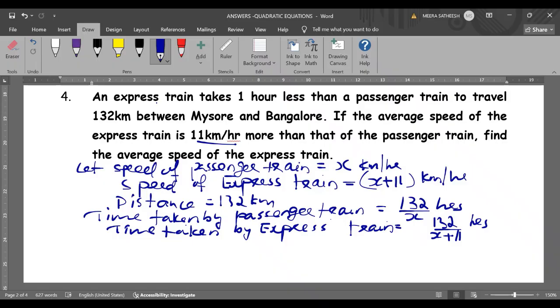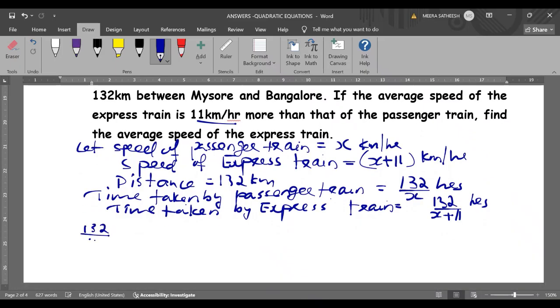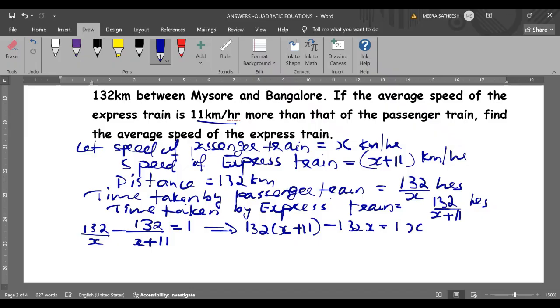Now the express train takes less time, only 1 hour less than the passenger train. So that means 132 by x, time taken by the passenger train, that is more, minus 132 by x plus 11. Again, I am telling, put 11 correctly, otherwise by mistake you will read it as 1 and the calculation will go wrong, is equal to 1. Now, cross multiplying. So, 132 into x plus 11 minus 132x is equal to 1 into x plus 11.